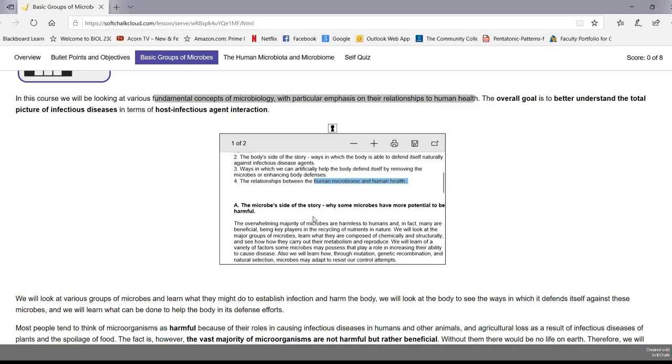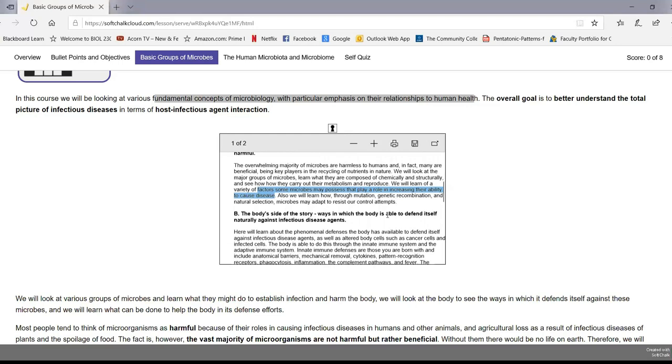So we're going to learn about the major groups of microbes, what they're composed of chemically and structurally, how they carry out their metabolism, how they reproduce. And then we're going to look at the various factors that some microbes possess that enable them to cause disease. And we'll also learn how through mutation and genetic recombination and natural selection, they can adapt to resist our control attempts.